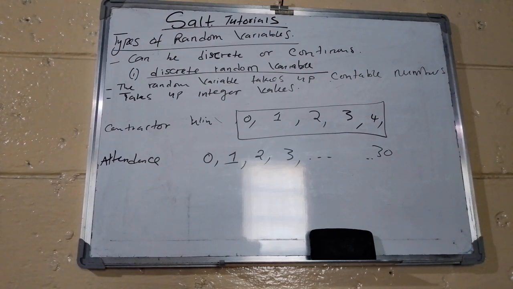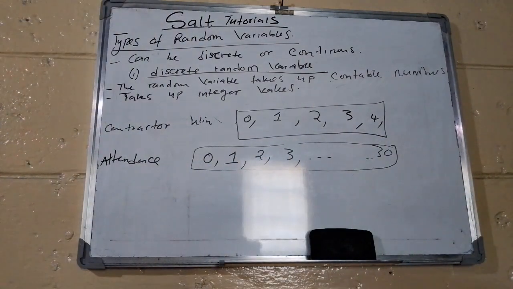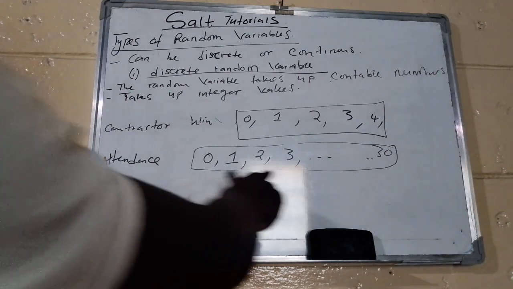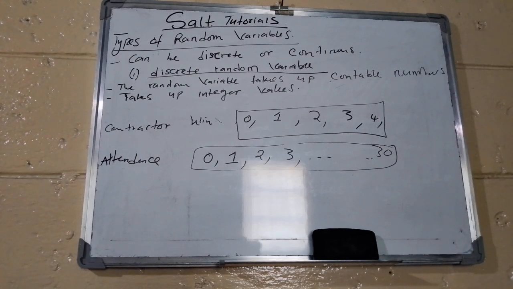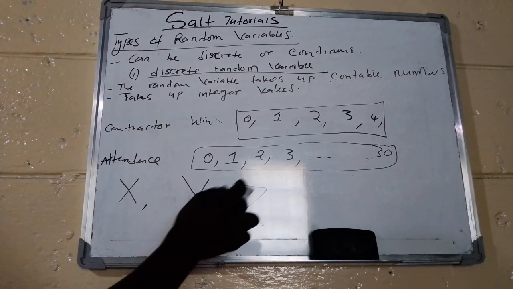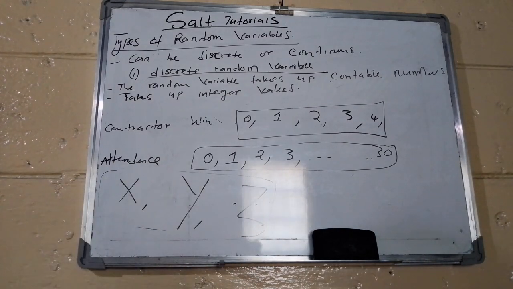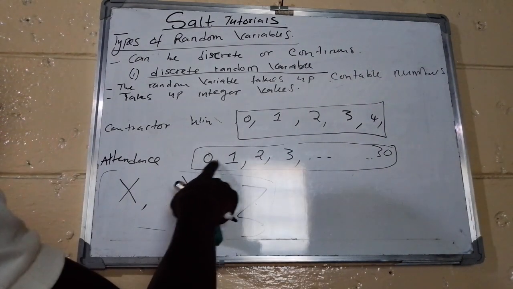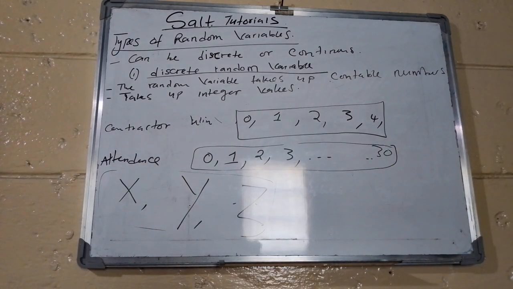So these values we're talking about are the ones we regard as countable numbers. The countable numbers here are assigned to a random variable. This random variable can be X, a capital letter, or Y, or Z. Random variables should be represented by capital letters. So X can be a random variable which takes up values 0, 1, 2, 3, way up to 30 when I'm talking about the attendance of a statistics class.